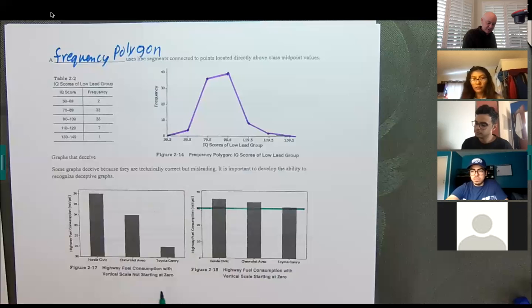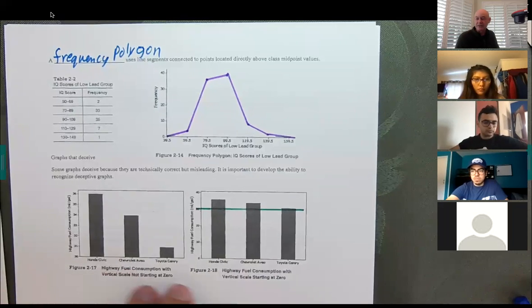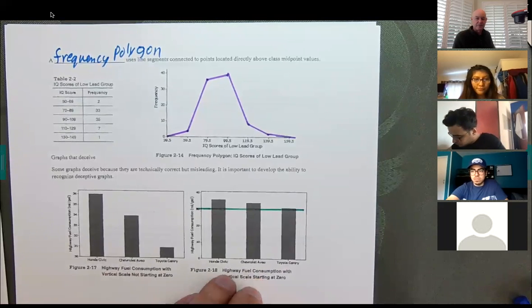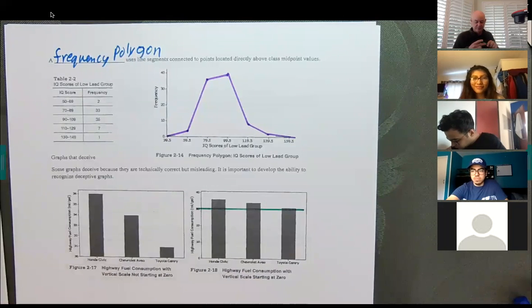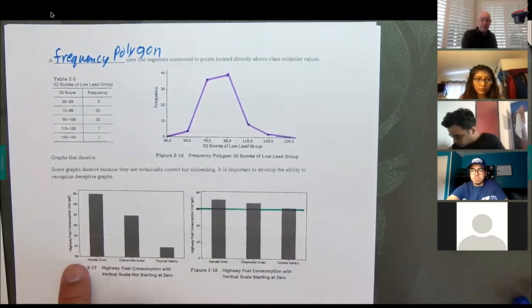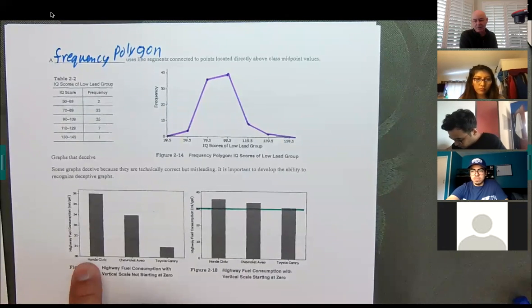To make it look like this. Do you see how this looks way worse than that? Fox News does this. Just be on the lookout. Pay attention. Now, it is labeled properly. If you really want to deceive, then you don't put the label on properly. That's really trying to trick someone.